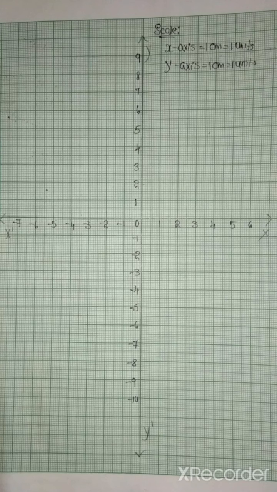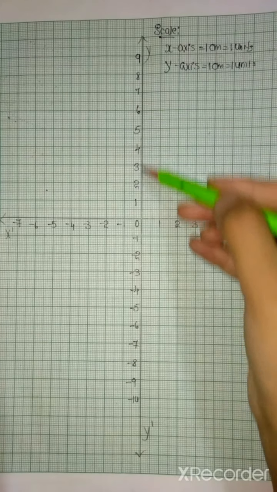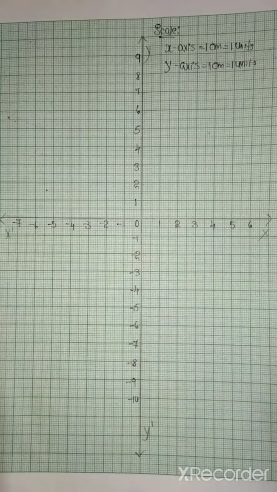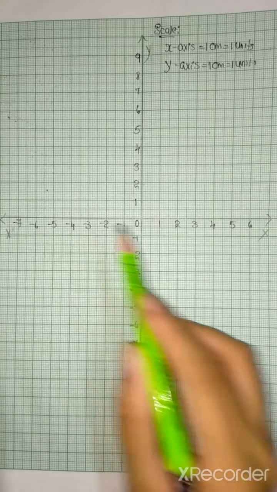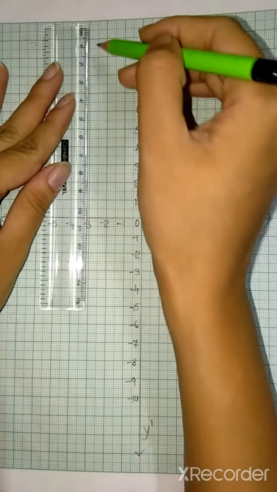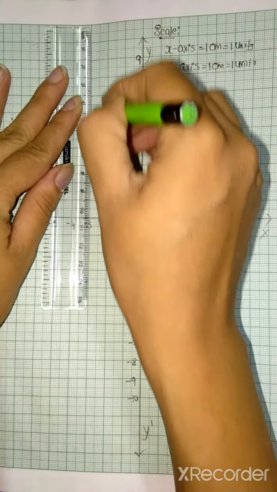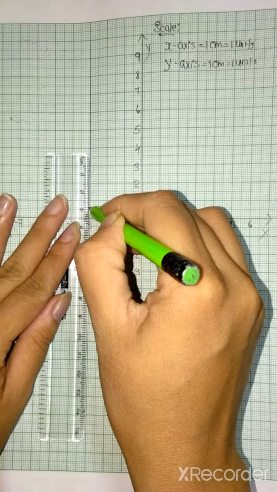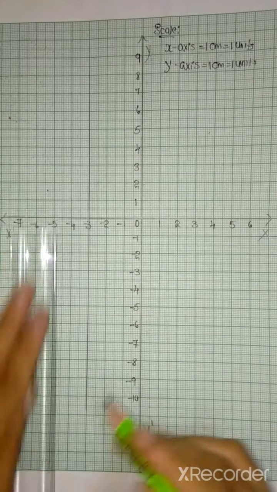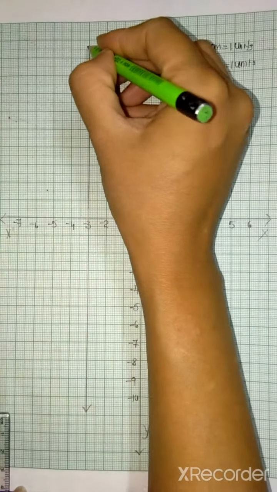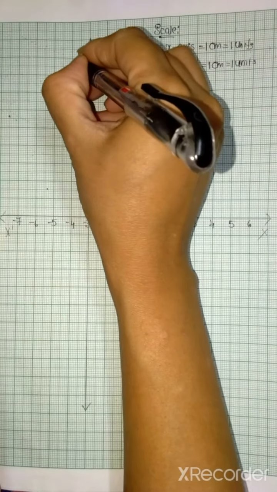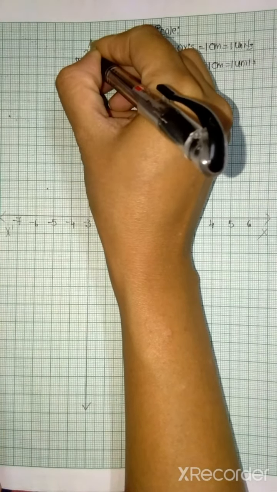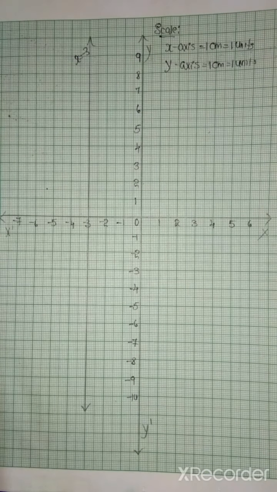So here the line AB is parallel to the y-axis. So this is the y-axis, इसके लिए parallel है. So where the point, कितना distance में है? Minus 3. So minus 3 किधर है यहाँ पे? इसमें. So we have to draw a line on minus 3. So this is the line which we can say x equal to minus 3. So this is the equation of the line.